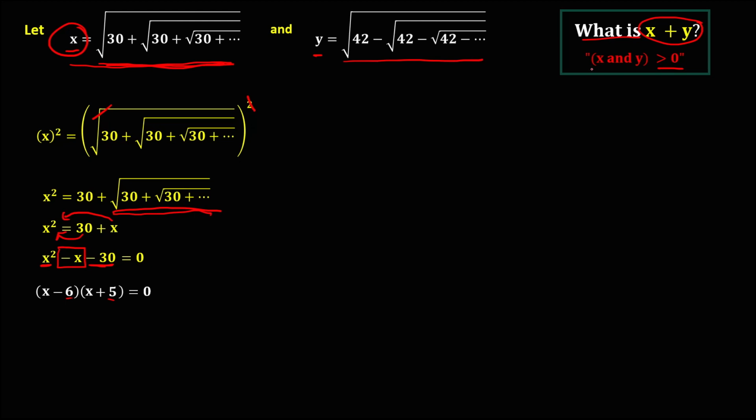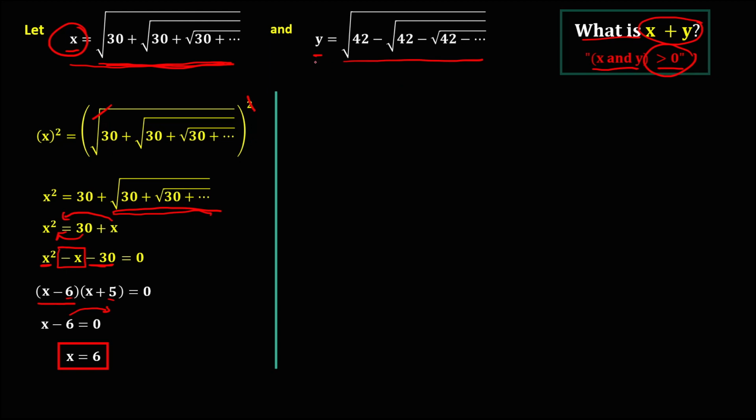Then since x and y are greater than 0, we just need to take this factor. So x minus 6 equals 0. And to solve for x, transpose this negative 6 to the other side. So x equals positive 6.